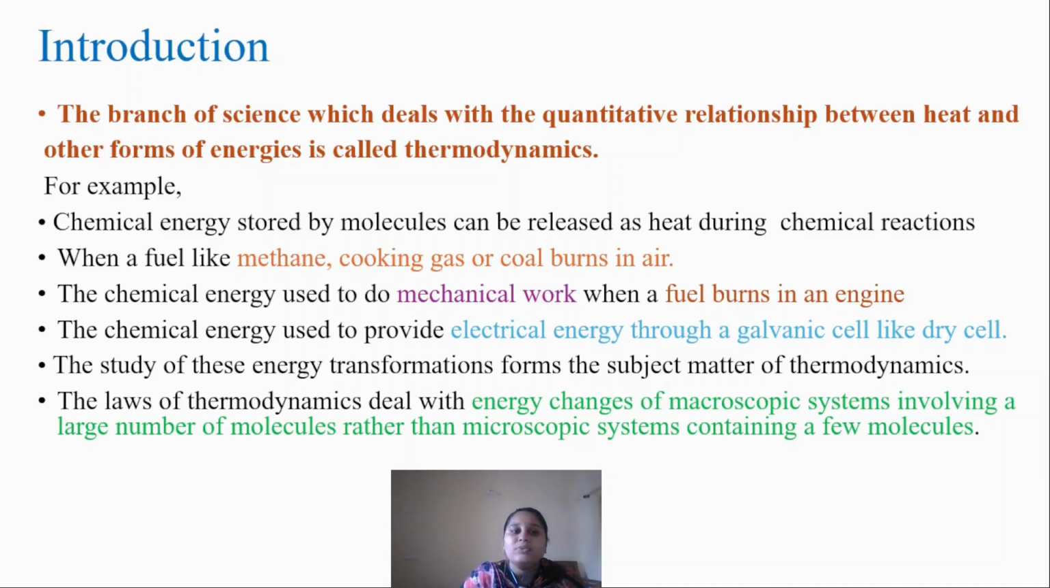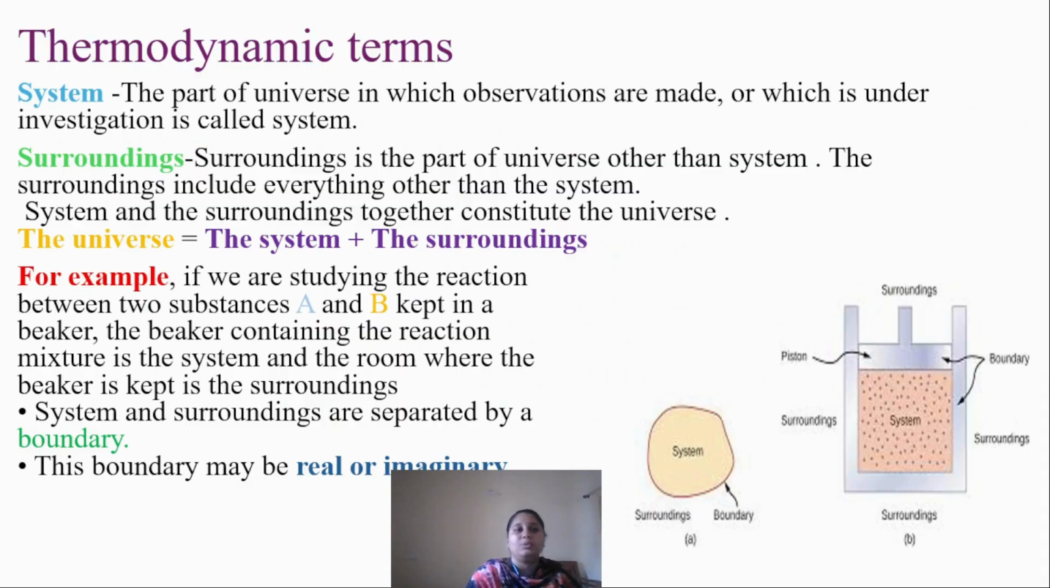And the laws of thermodynamics deal with the energy changes of the macroscopic system, which involve a large number of molecules, rather than a microscopic system, which consists of a few molecules.